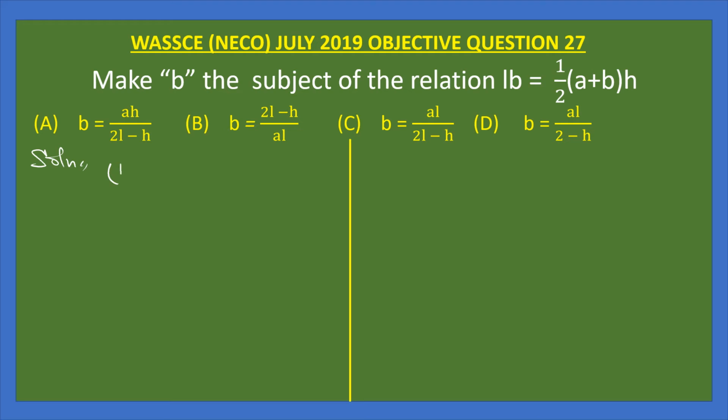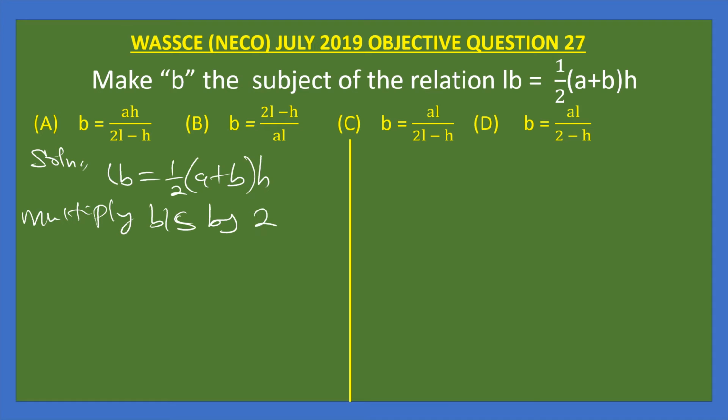They said LB is equal to half into A plus B times what? H. What do we do? We multiply both sides by 2. This now gives you 2LB as equal to what? A plus B into what? H. Because the 2 here will cancel out.